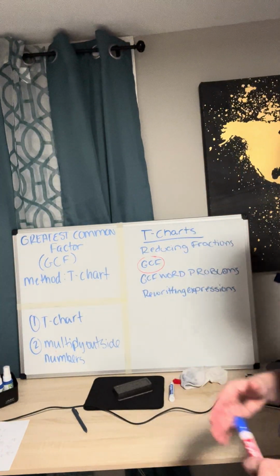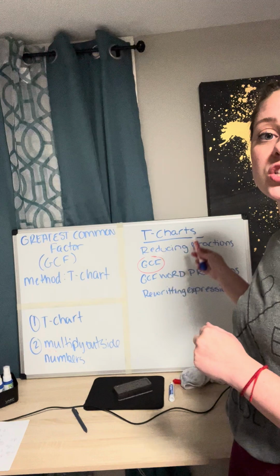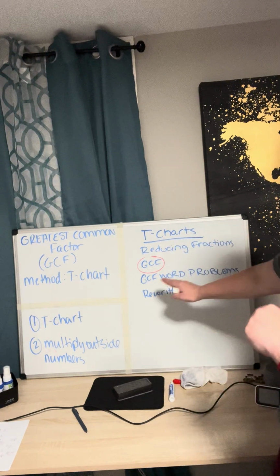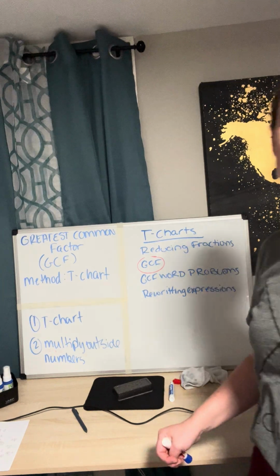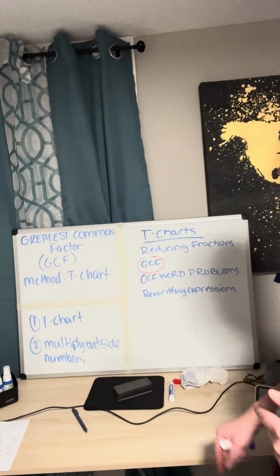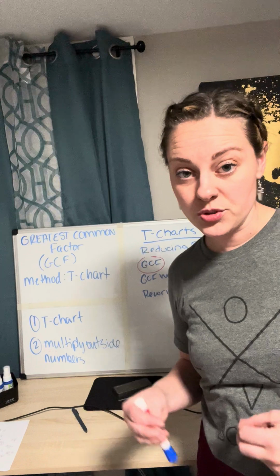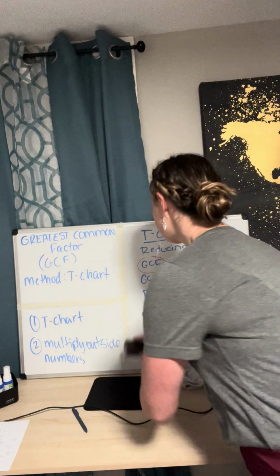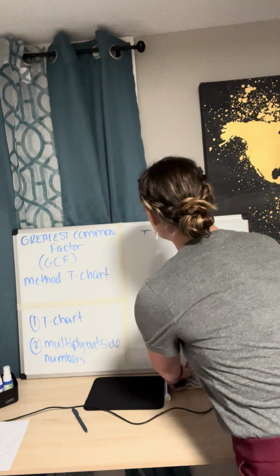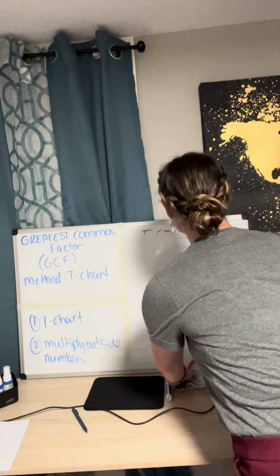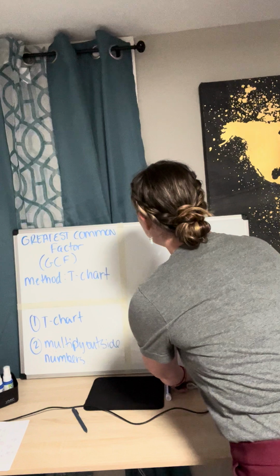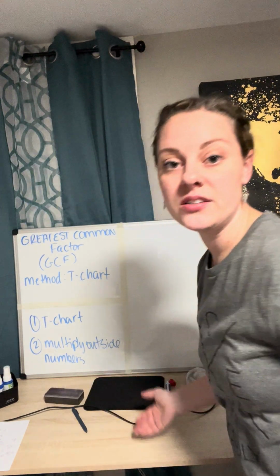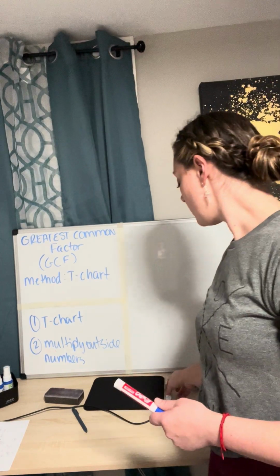So far this year, I have used the T-chart to reduce fractions. I have used it to find the GCF. I have used it to find GCF word problems. And today, I actually taught my students how to rewrite expressions by factoring out by using a T-chart as well. That is a state tested question for 6th grade, at least in New Jersey, and in New Mexico, and in Texas. Just because I've seen their state release questions and these types of questions on there.